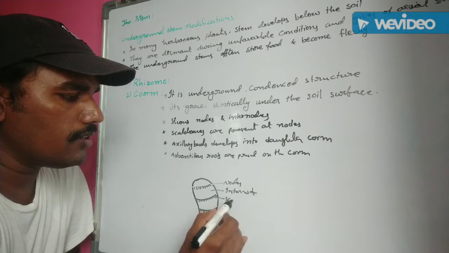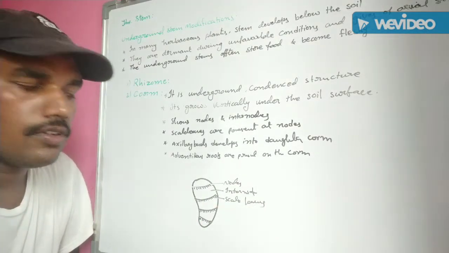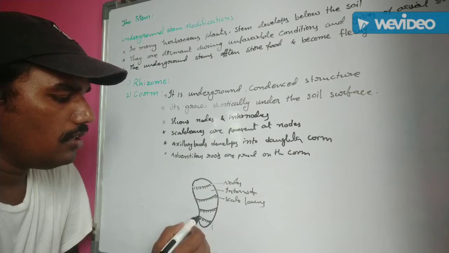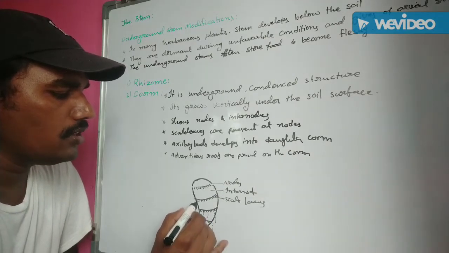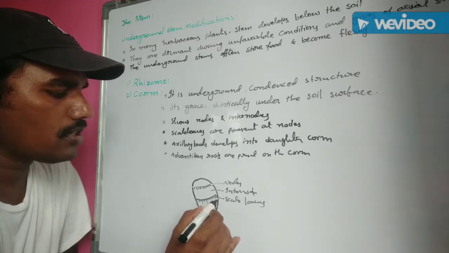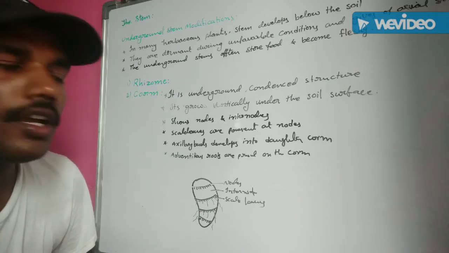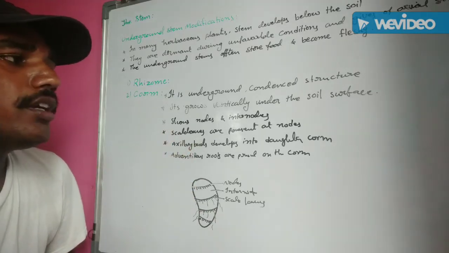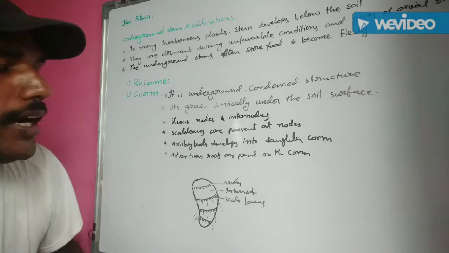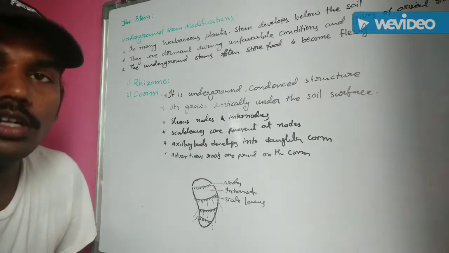These are the scaly leaves. Okay, scaly leaves. Some adventitious roots are also present in this. Some adventitious roots are also developed from the nodal regions. Okay, understand? So the axillary bud develops into the daughter corm.